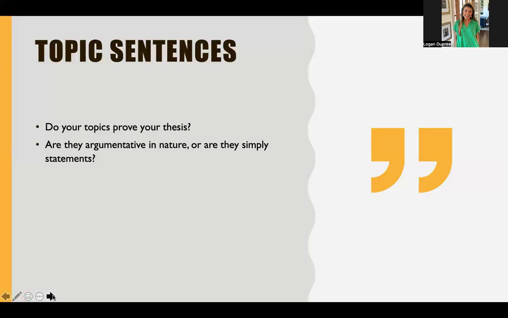So now let's talk about your topic sentences. And remember, your topic sentences are the first sentence in each body paragraph. So the first question I'm going to say is, do your topics prove your thesis? Okay. Is what you said in your thesis what you're breaking down in your paper? And then the next one, is it argumentative in nature? Did you really frame an argument or are you just making statements?